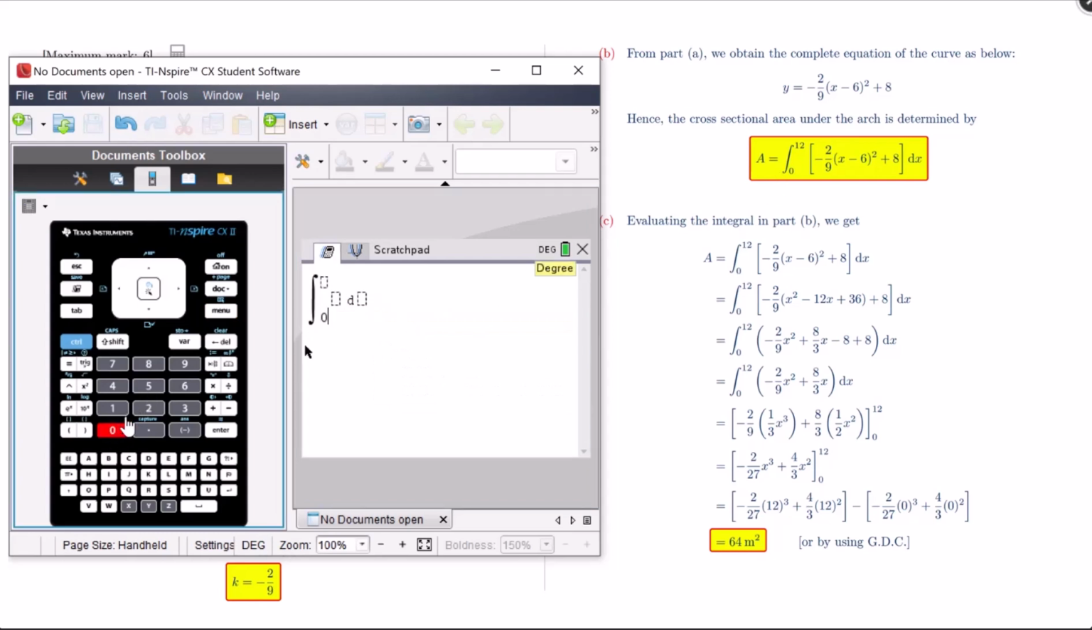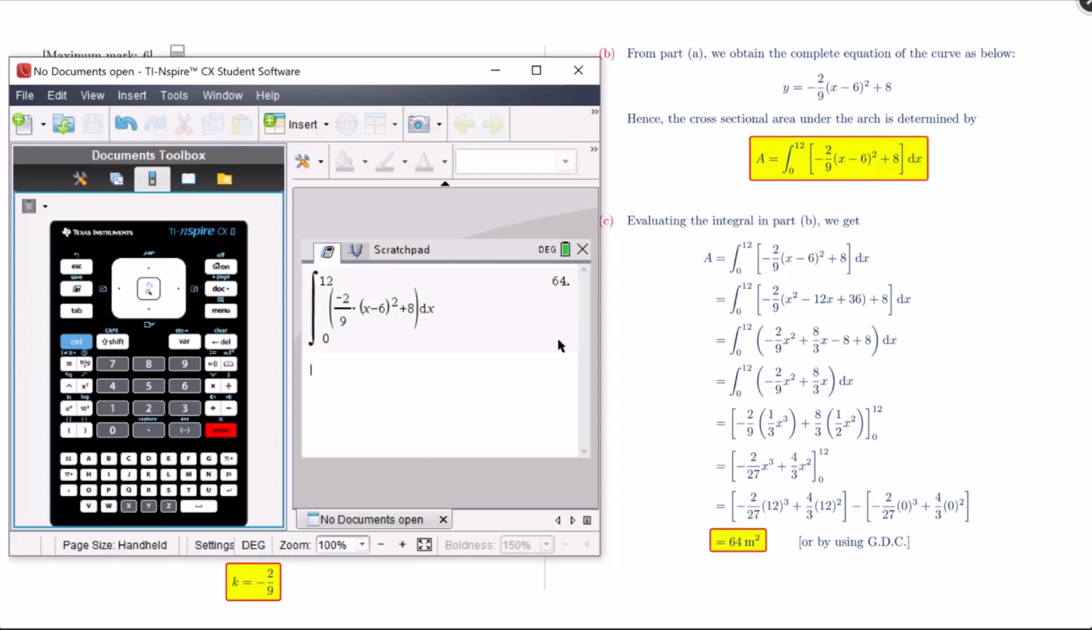So a lower boundary of 0, an upper boundary of 12, and the equation of the curve that we are finding the area underneath is negative 2 on 9, brackets x subtract 6, all squared, plus 8, and we are integrating with respect to x, so dx, hit enter, and we get 64. So that's our first answer.